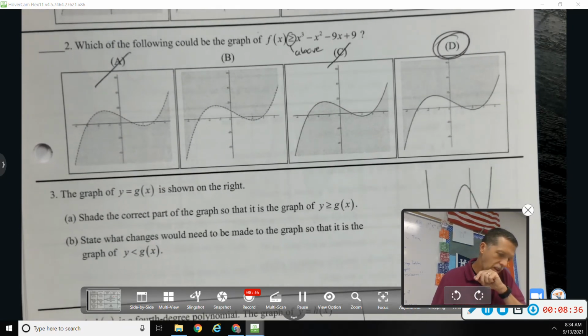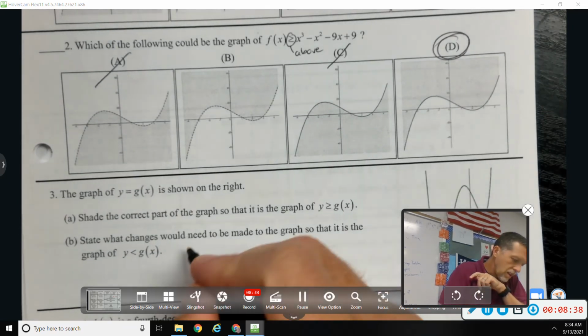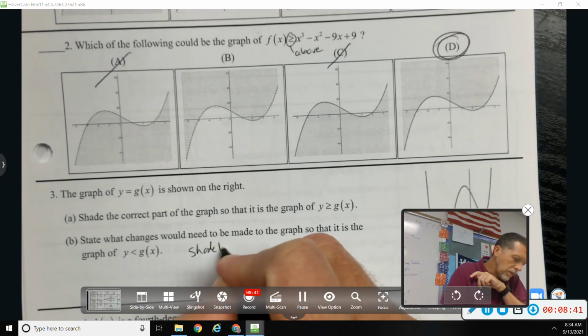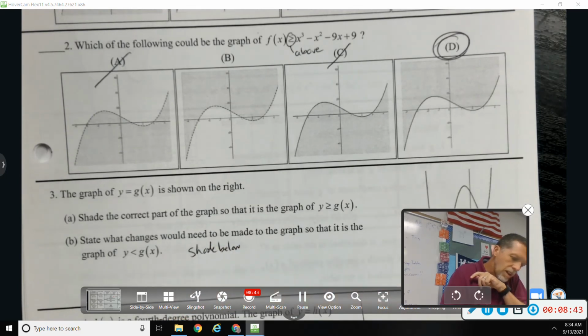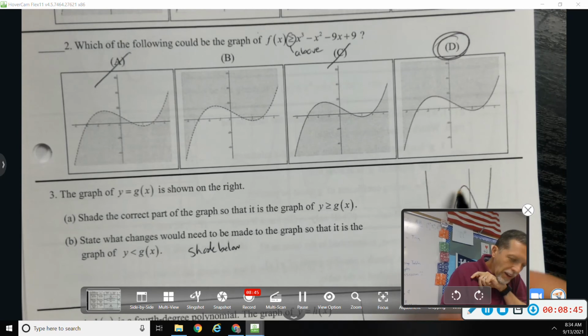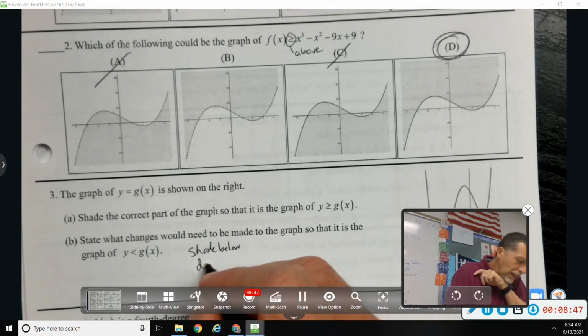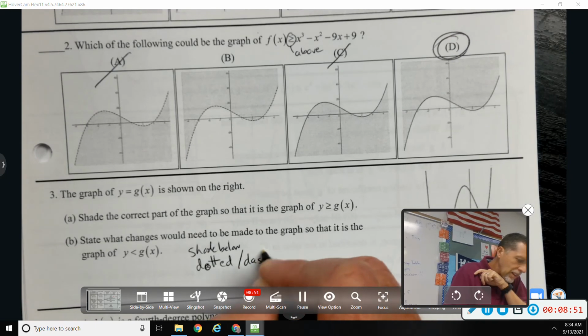On number 3, it has to be shaded below and dotted, right? Because I think the key just said shaded below. It's shaded below and dotted, because you're changing the sign. I think on my copy I couldn't tell if that was already dotted or not, but yes, it should be dotted, or dashed, however you want to phrase that.